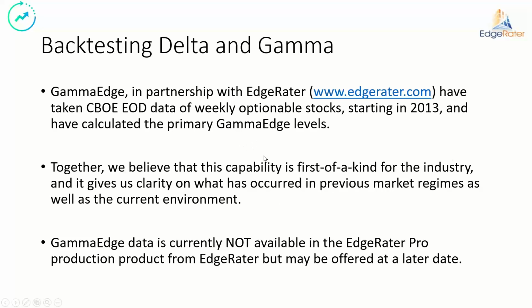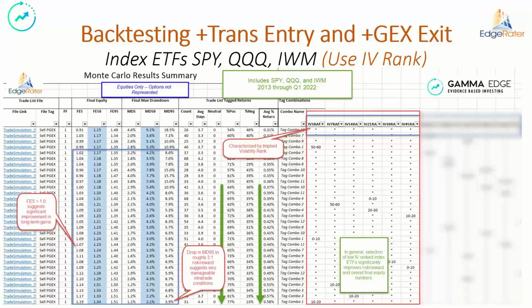The real key here, though, is it really opens up a lot of our capabilities to look at history and look at what could be. So when we take a look at this backtesting of positive trans and this positive GEX exit, what we wanted to do here is we're starting first with the index ETFs, the SPY, the Qs, and the IWM. And we're also going to couple this with something very simply called IV rank, or implied volatility rank.